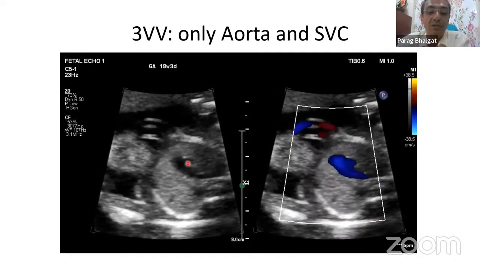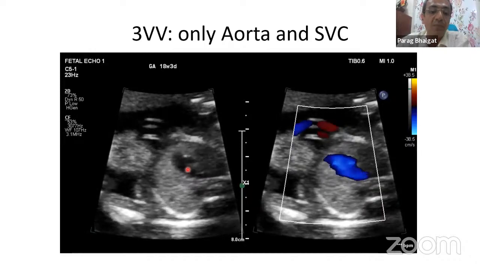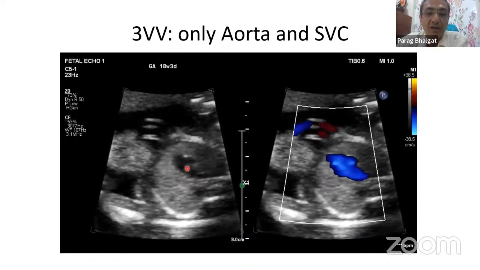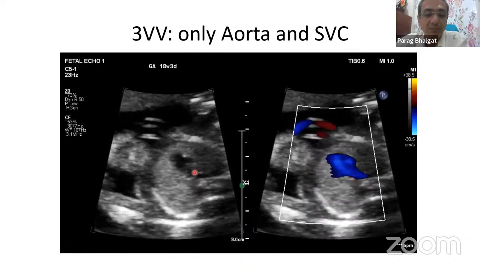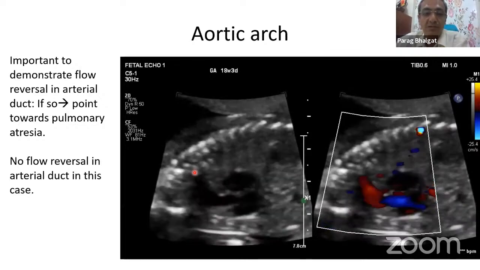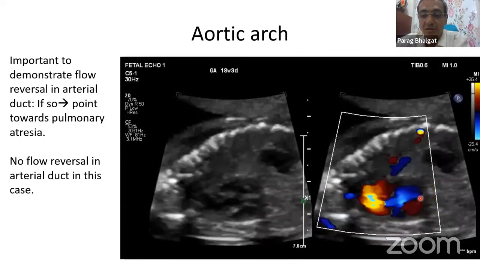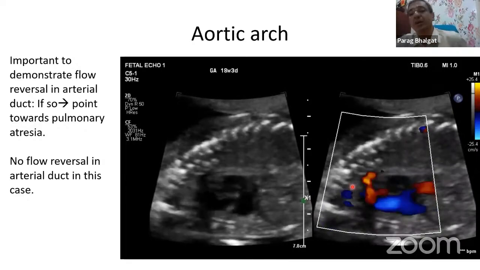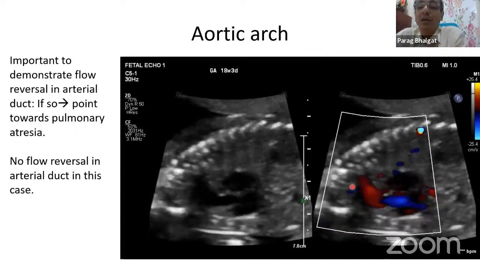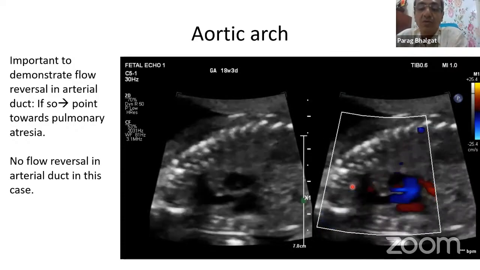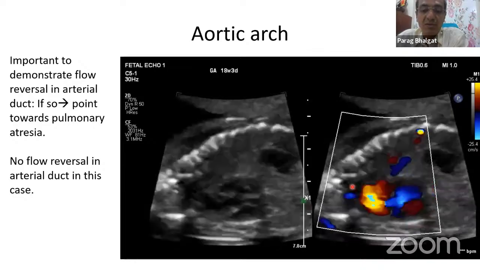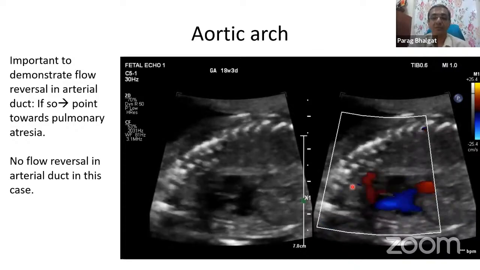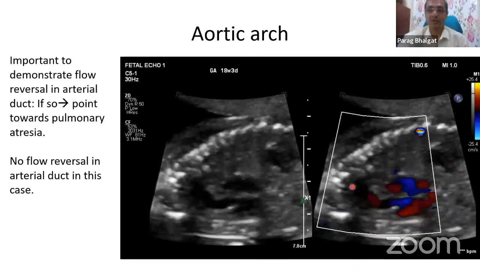Three vessel view. This is the SVC. This is the aorta. MPA is not seen. So the duct is not difficult to appreciate, and this is the right arch. Now this is the aortic arch, but the aortic arch is not giving rise to any duct, and there is no flow reversal demonstrated. It is important. If flow reversal is seen, as you will see in some cases, then it's a different thing. The management changes significantly. Maybe we will need neonatal interventions.